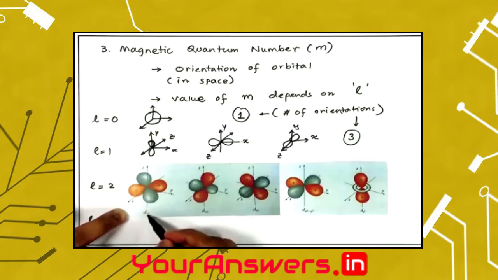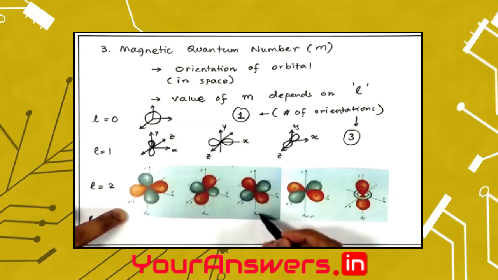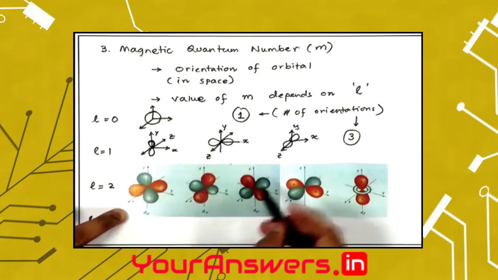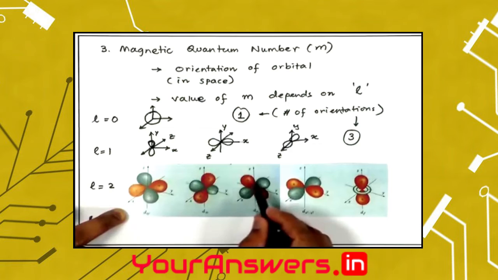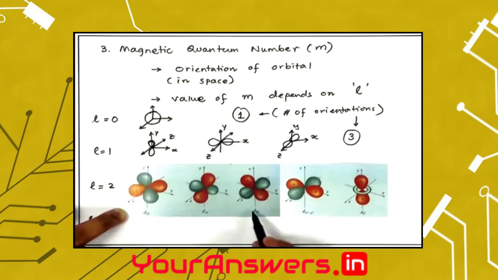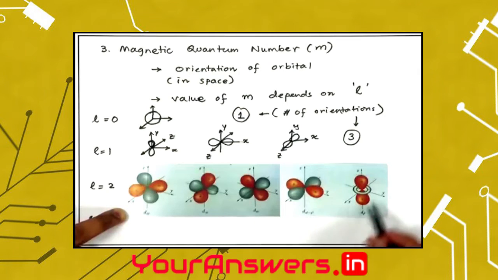So, I call that dxy, or I can also arrange the dumbbells along the xz plane, or along the yz plane. In all these 3 cases you saw that the lobes of these dumbbells were actually between the 2 axes. So, these 3 have lobes between the axes, and the remaining are actually on the axis. In this case, you see the lobes are on the x axis and y axis.